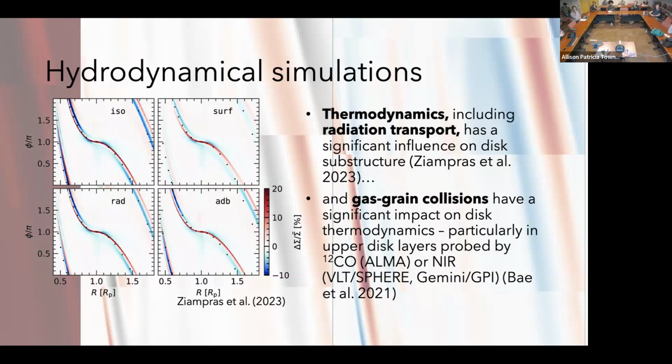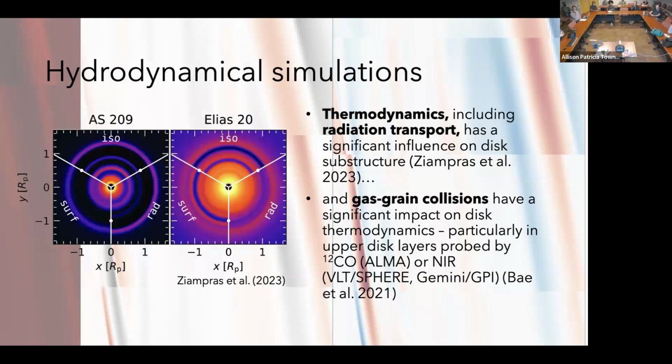And because these gas grain collisions affect the thermal physics in the upper atmosphere, they basically are responsible for the appearance of thermal spirals. Again, this is what I was talking about from Ziampras et al. It affects not only the spiral structure, but also the eventual gaps and rings you create.